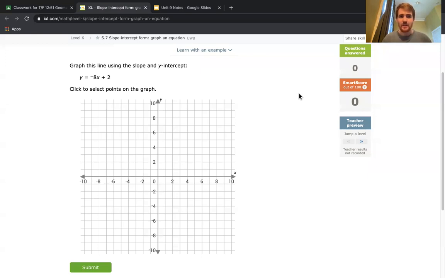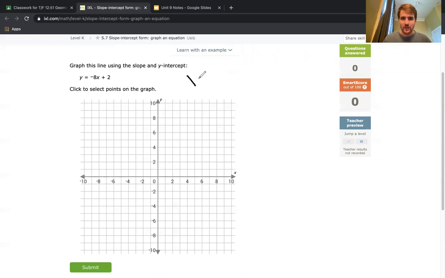If you haven't already, please make sure you complete homework number 9.1. And if you're struggling on this, do that homework first and watch the video with that homework. I'm going to assume you've already watched that video and just go over a few more examples of how to graph lines. So here we've got the line y equals negative 8x plus 2.